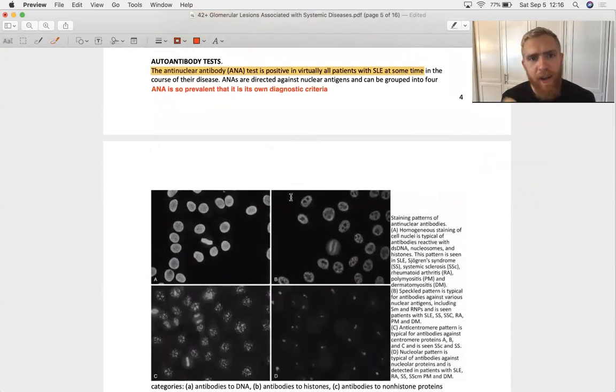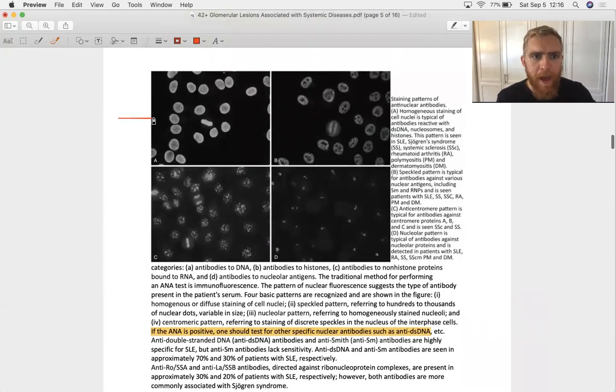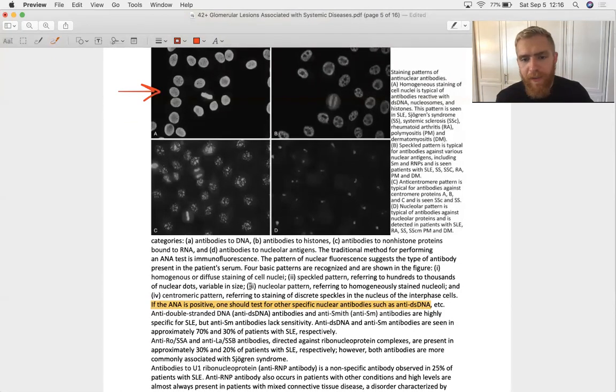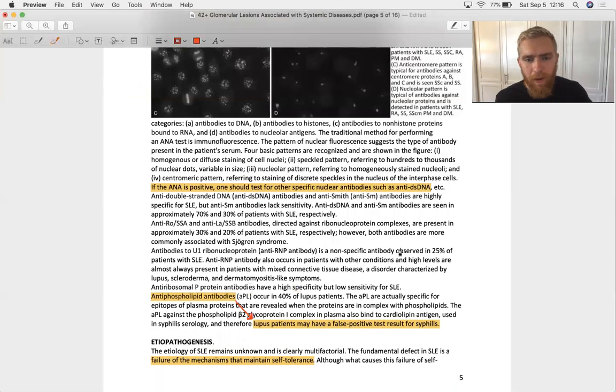Autoantibody tests: ANA is, again, so prevalent that it is its own diagnostic criterion. Almost all patients with SLE are ANA positive at some time. Here are different staining patterns. I think this is boards relevant, but there is not anything about these particularly in this SDL. I don't think you're going to get asked anything about the specific antibodies.